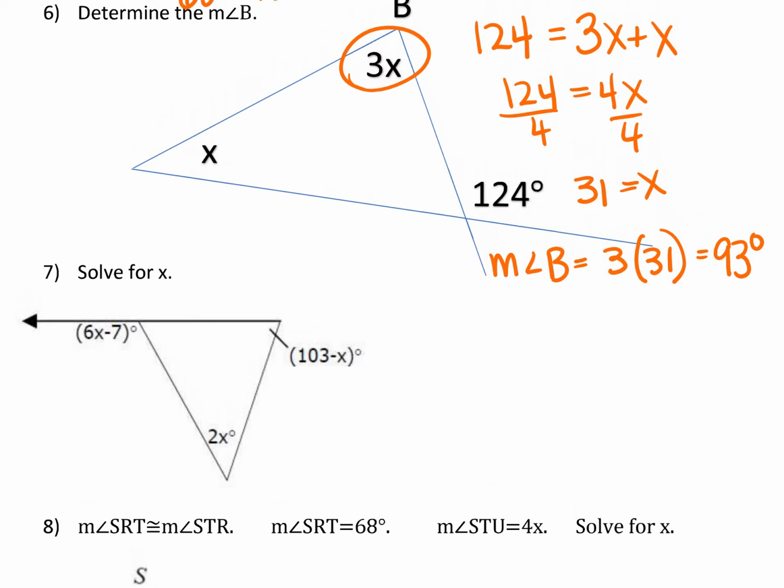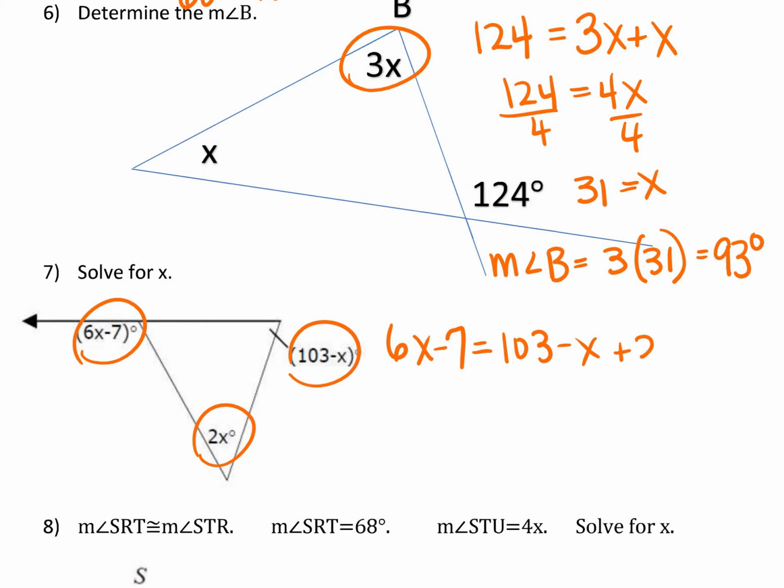All right, 7, the same setup. We have a remote exterior angle. 6x minus 7 is equal to the sum of these angles, 103 minus x plus 2x. So we've got a lot of variables all over the place. So I'm going to combine like terms over here: 103 plus x, 2x minus x, and 6x minus 7.